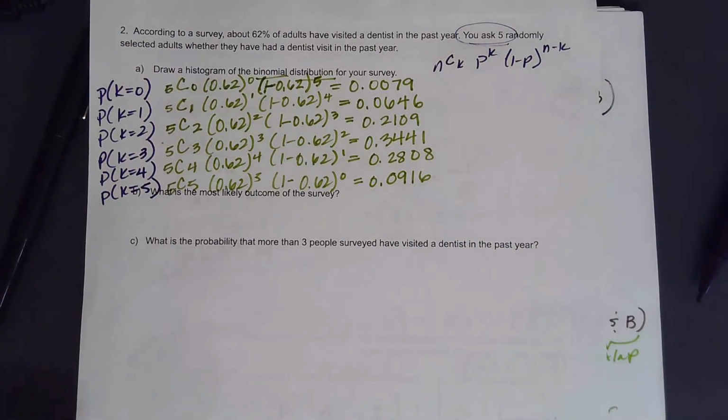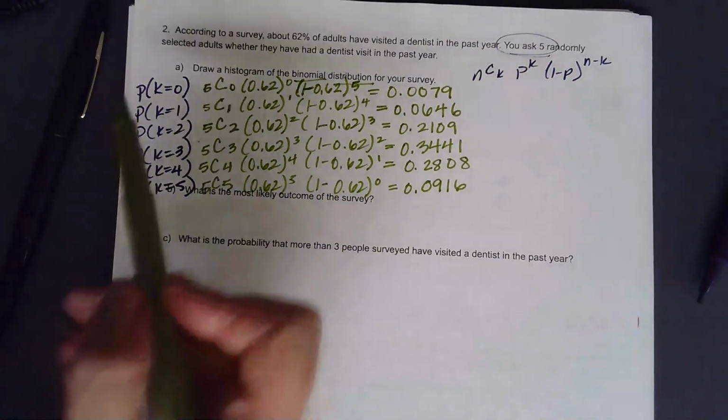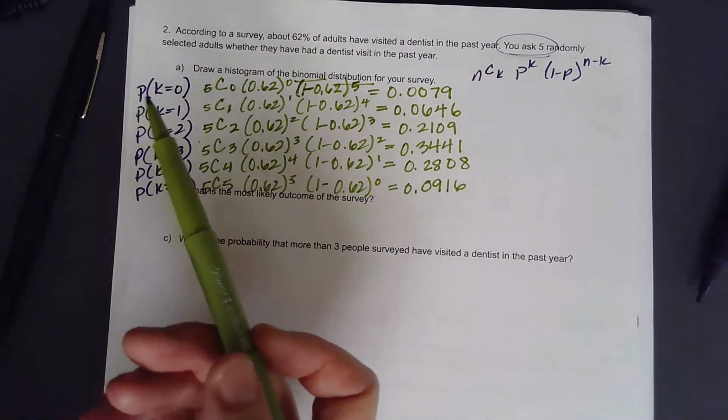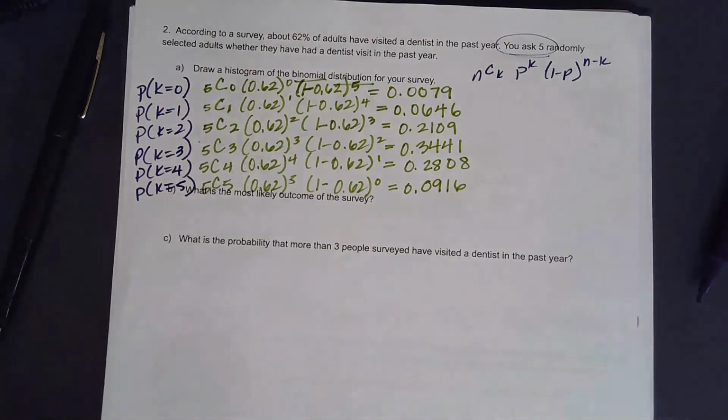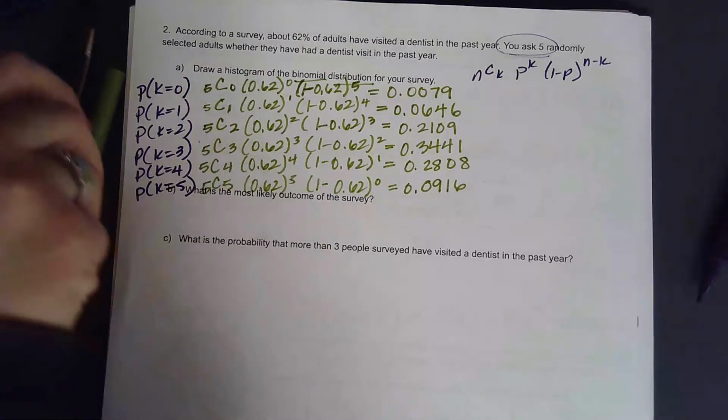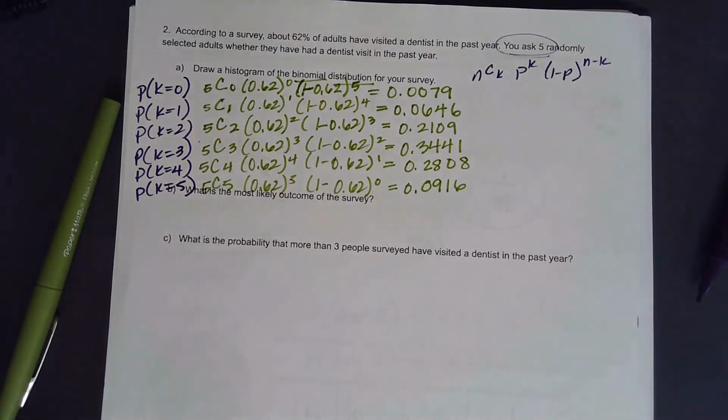So the probability that nobody went to the dentist in the past year, the probability that 1, 2, 3, 4, 5 adults. Okay, so given our trial, what we want to do now is create a histogram.